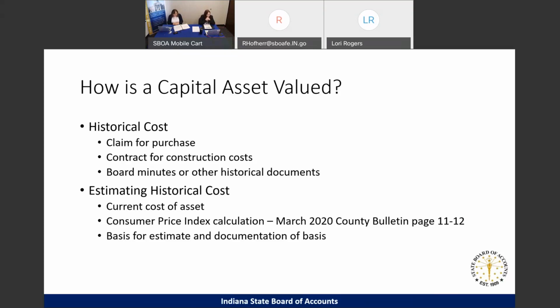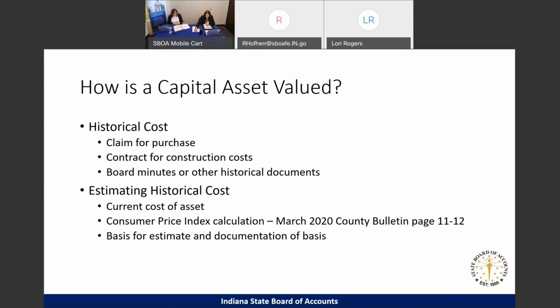You can look for any documentation, old deeds for the land, board minutes where it was purchased, if you have your board minutes or permanent records, even word of mouth, if somebody knows what happened back then, to try and determine how long the county has owned a particular asset. If those sources do not provide the historical cost, there are ways to estimate that.